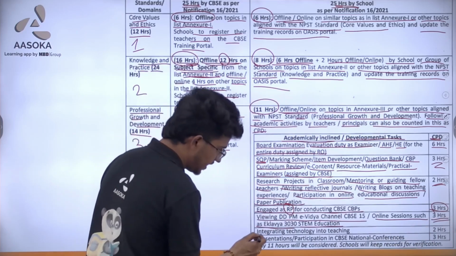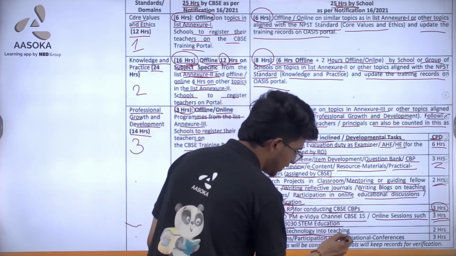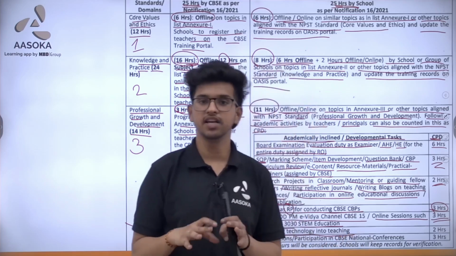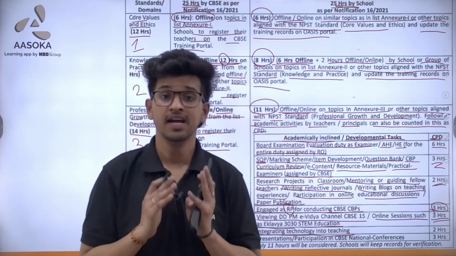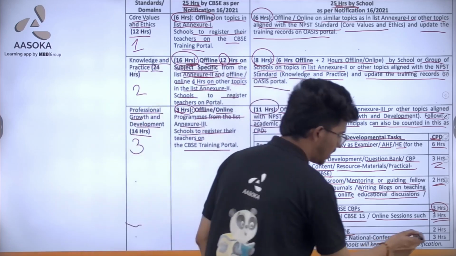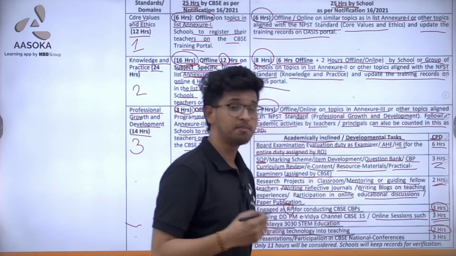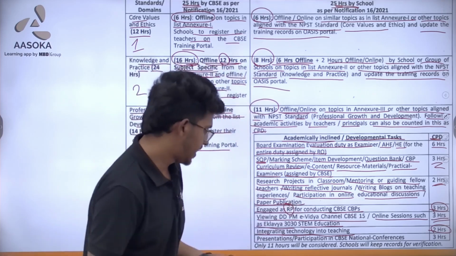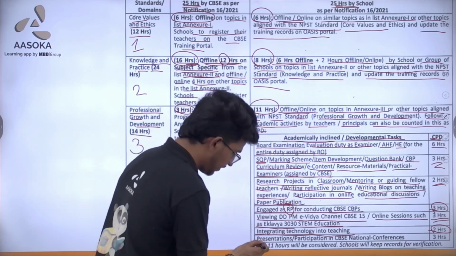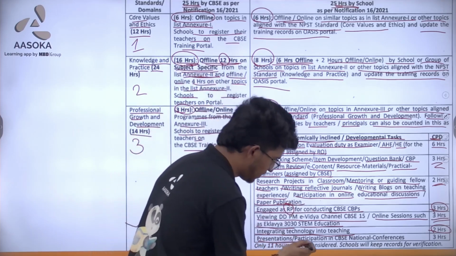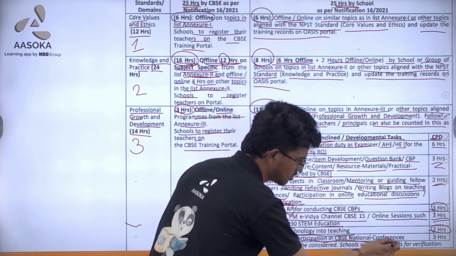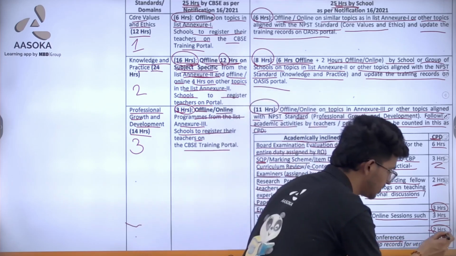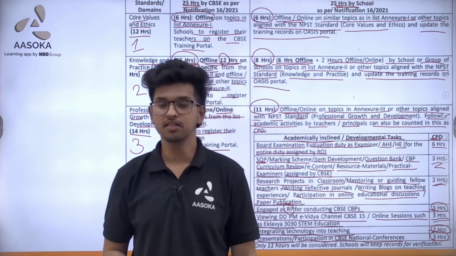Next is integrating technology into teaching. If you are a teacher and you are integrating technology in your teaching skills, for 2 hours, it means you are completing your CPD, or your training hours, in that. Next is preparing presentations and participation in CBSE national conferences, and again for this you are completing your 3 hours.